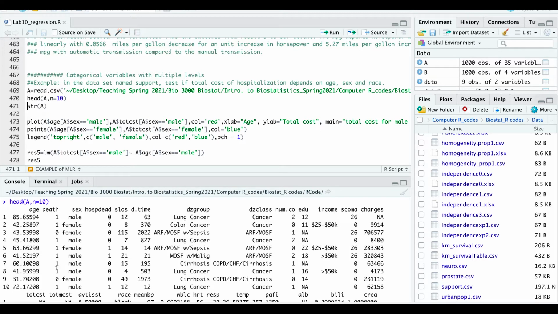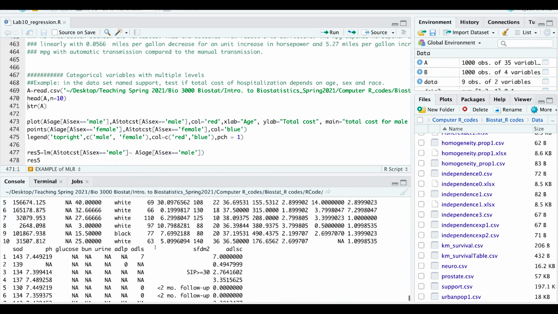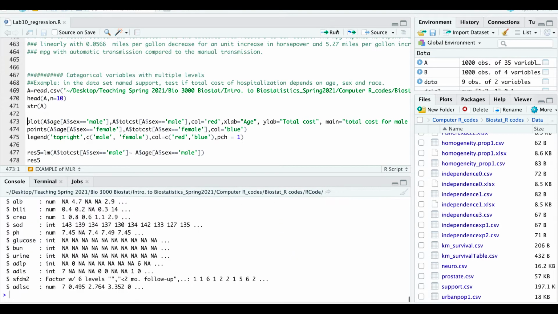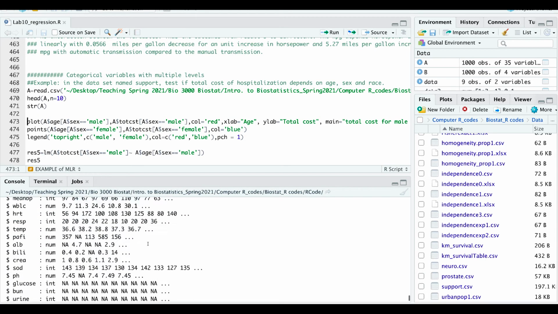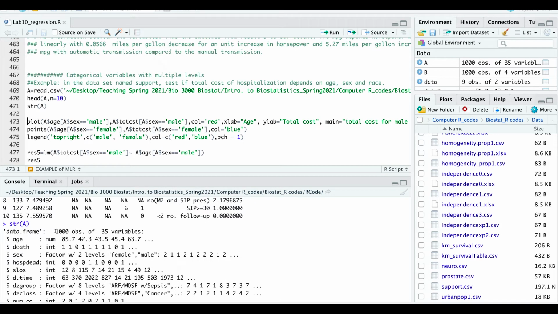Okay, another column is sex, male or female, and hospital death, meaning dead in the hospital or not. So all these things are given here. Okay, that's the data set. All right, so look at the structure of the data: you can see which data is factor, which data is numerical, and so on. You see that there are 1000 observations, 1000 rows, and 35 columns.